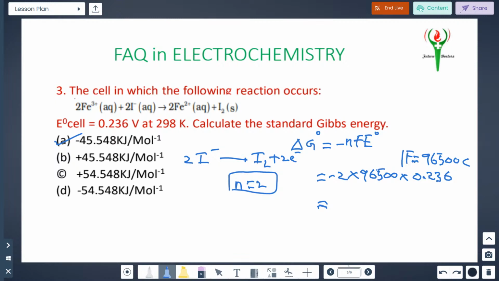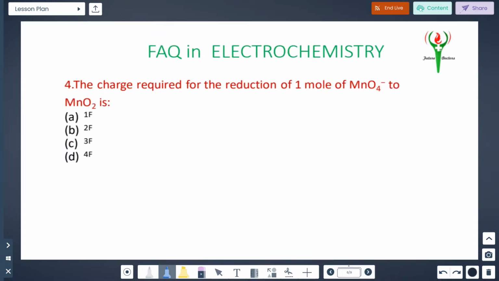Now let us see the next sum. I selected only simple sums, very basic sums only. Now see the fourth sum. The charge required for the reduction of 1 mole of MnO4- to MnO2. That's the question. You have to find out the charge, nothing but how much Faraday is required for converting MnO4- to MnO2. So that's our aim. Understood?